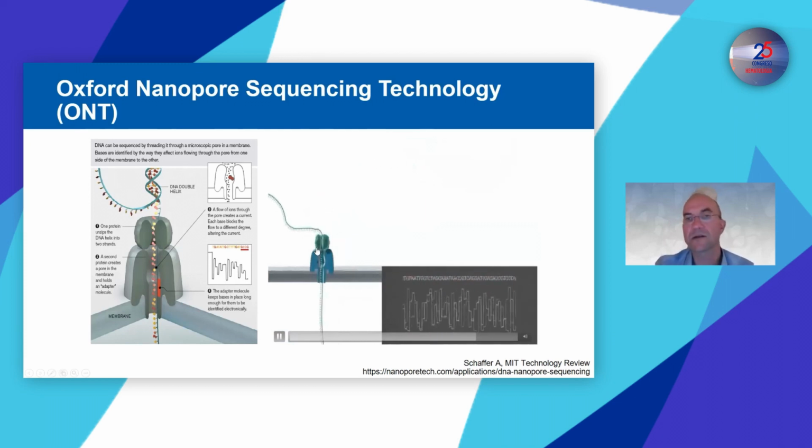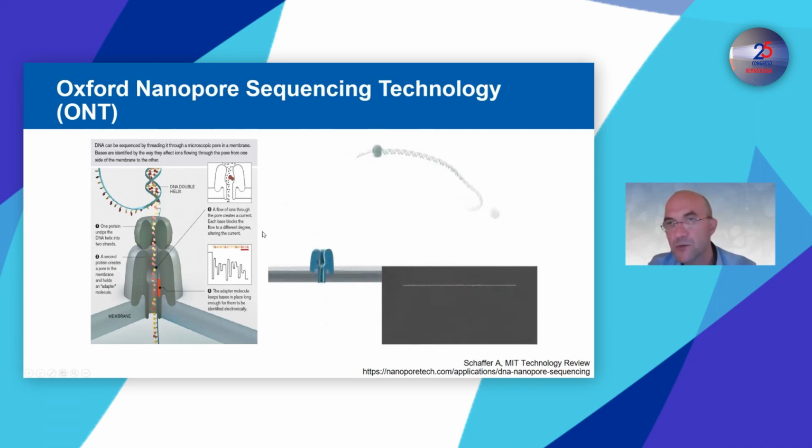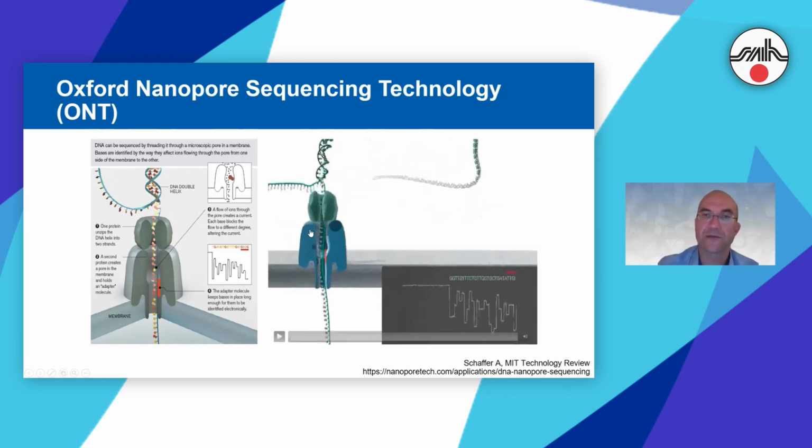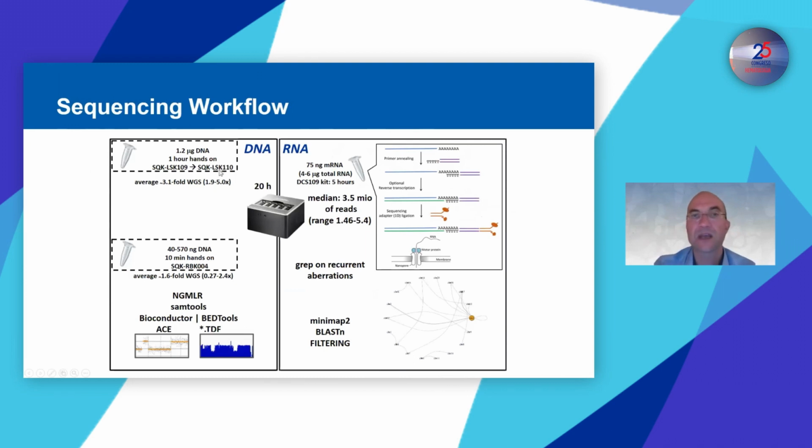The advantage here is also that you can sequence very long DNA strands. You can go up to 100 kilobases. In that way, you also can get very good information on the genomic aberrations. In our lab, we have set up a DNA-based approach.